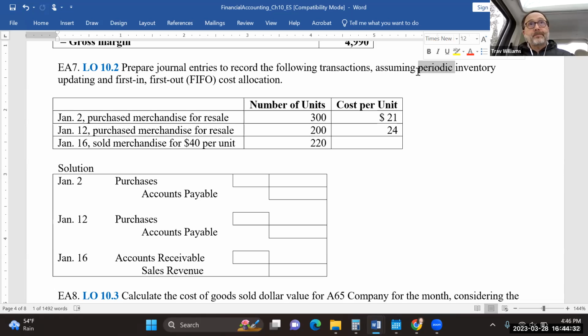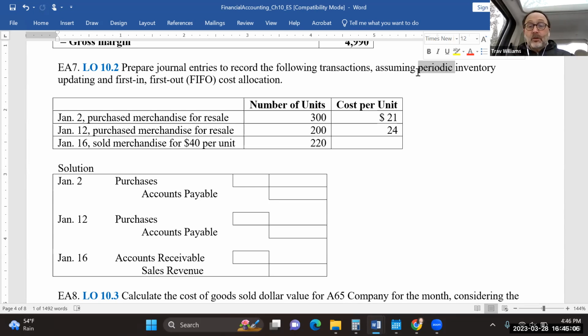Perpetual gives you a better idea of your costs and both the cost of what you sold and the cost of your ending inventory and the cost of each sale because you're tracking it perpetually. So that's what most companies use. It is more work if you do your accounting manually. If you have an automated point of sale system and inventory tracking system and accounting system, then it really doesn't make a difference because it does it for you.